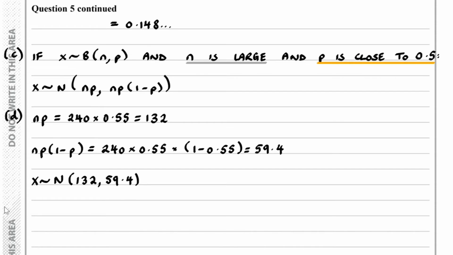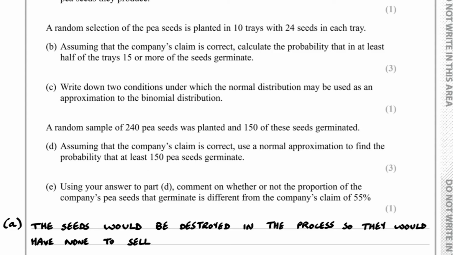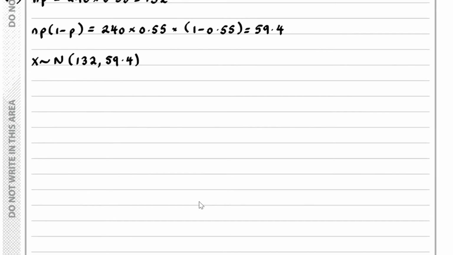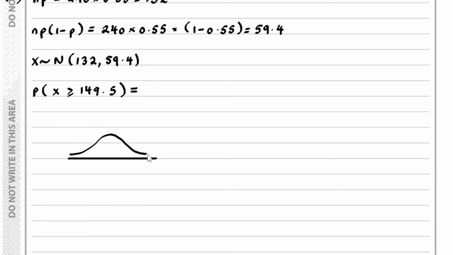What we need to do here is use the normal approximations. So we have at least 150 seeds germinating, so with our normal approximation we are looking for the probability X is greater or equal to 149.5. So what we've done over here is apply a continuity correction. So if I calculate this, well, let's just draw on a quick normal curve, like so. We've got our mean being 132, and here we've got the 149.5. We're calculating this probability.